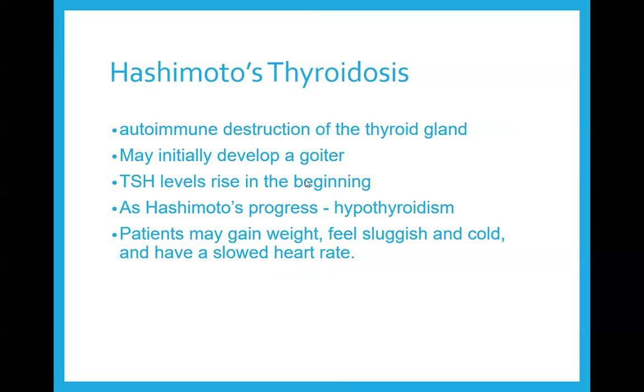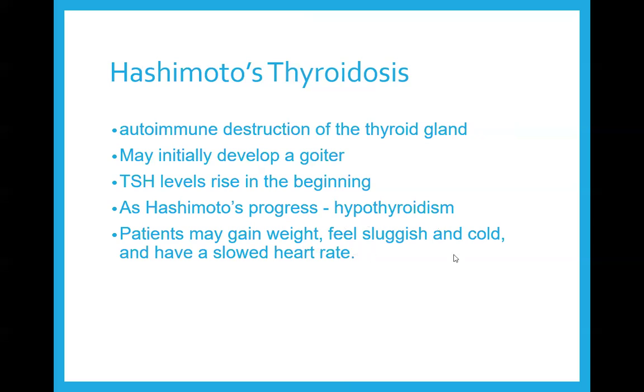Hashimoto's thyroiditis is a condition. It's an autoimmune condition that is destructive to the thyroid gland. The person who has Hashimoto's may initially develop a goiter, so they could show hyperthyroidism initially. TSH levels rise in the beginning. As Hashimoto's progresses, it progresses into hypothyroidism.